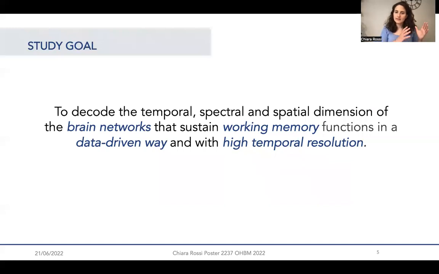So, by applying the time delay embedded hidden Markov model to analyze MEG data, we aim at decoding the temporal, spectral, and spatial dimension of the brain networks that underlie working memory. Also, we try to do so by conducting a data-driven analysis with a very high temporal resolution.